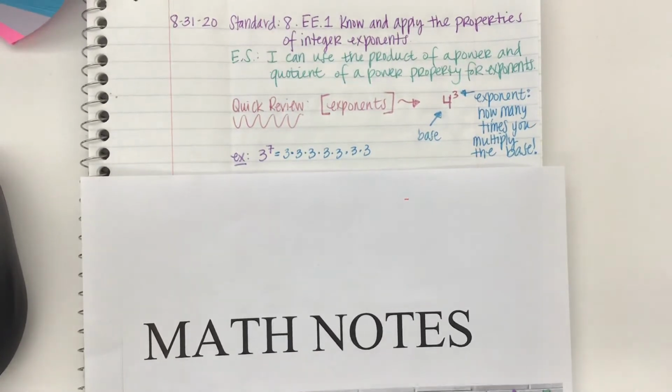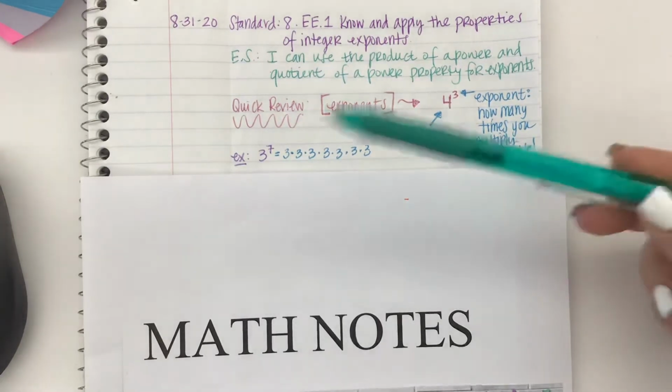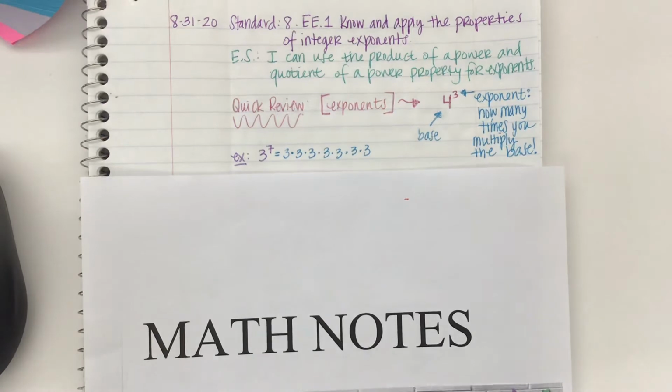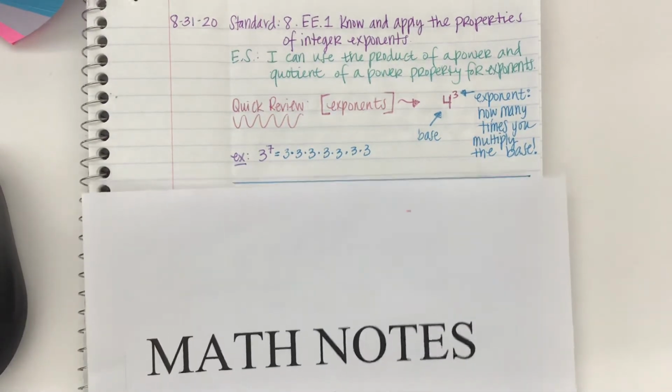Also, a common mistake is that when people see 3 to the power of 7, they think that means 3 times 7, which equals 21. That is not the case. The exponent means how many times you multiply the base. Okay, so moving on.